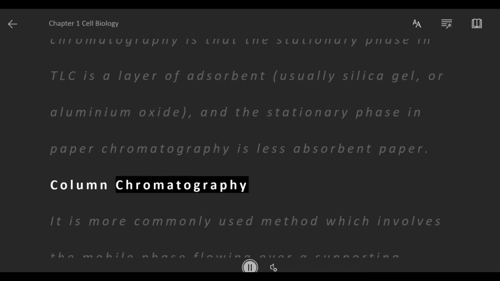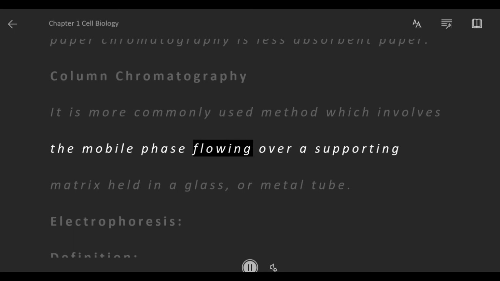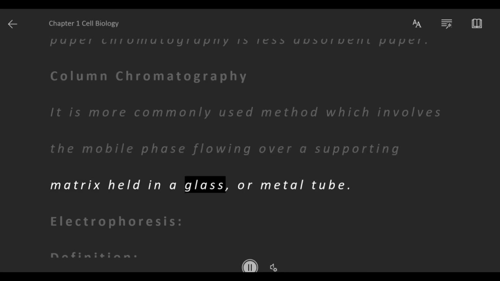Column chromatography. It is a more commonly used method which involves the mobile phase flowing over a supporting matrix held in a glass or metal tube.